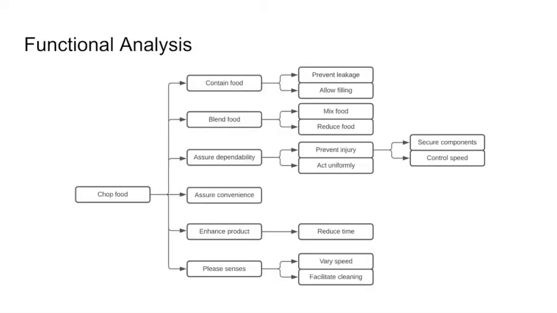We performed functional analysis and determined that the main function of the food processor, to chop food, was possible if the device could contain food by preventing leakage and allowing filling, blend food by mixing and reducing food, assure dependability by acting uniformly and preventing injury by securing components and reducing speed, assure convenience, enhance product by reducing chopping time, and please sensors with features to vary speed and facilitate cleaning.